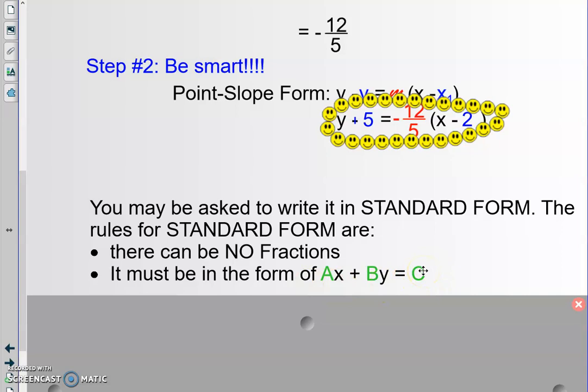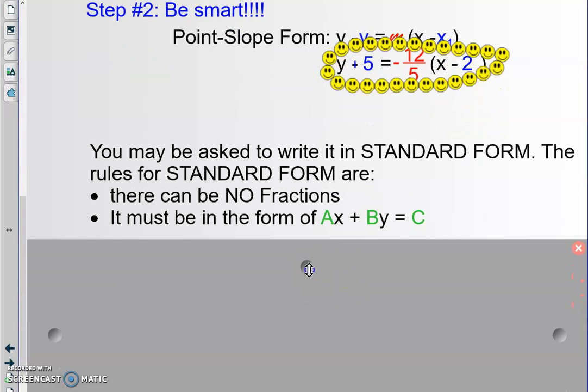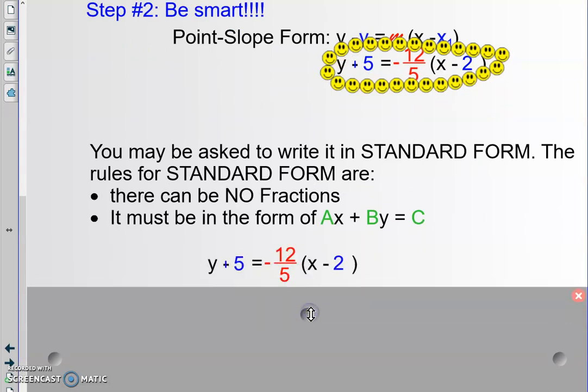Hence the standard of standard form. So let's say I did ask you to put this equation in standard form. We have a little bit of manipulation, but nothing you can't handle. So let's take a look. There's the equation right there.